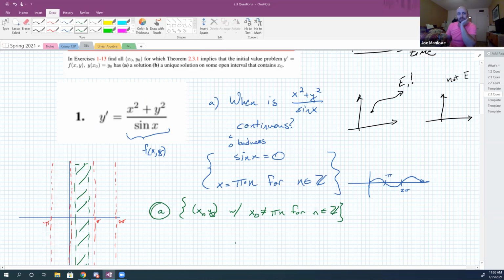Everybody with me on those? Okay. Now, how about when is this solution unique? What else do I need? You take the partial derivative with respect to y of our f of x and y. Good. So for part B, I already know when f is continuous, right? So I need to ask, when is f_y continuous? So that's going to be the partial with respect to y of this thing.